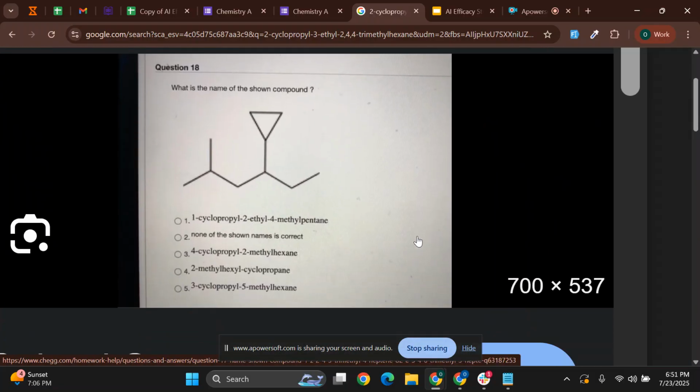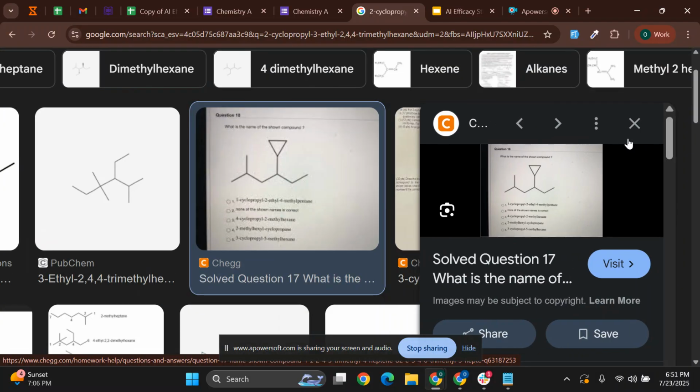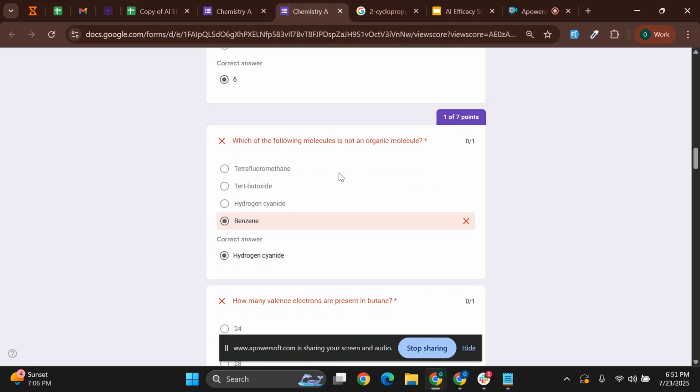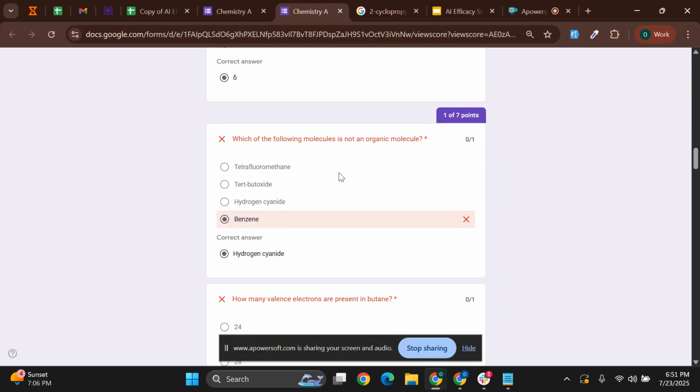What is the name of the shown compound? One cyclopropyl, two ethyl, four methyl. I don't know. There is no such information available of these things. So let's jump to the another one. Which of the following molecule is not a organic molecule?